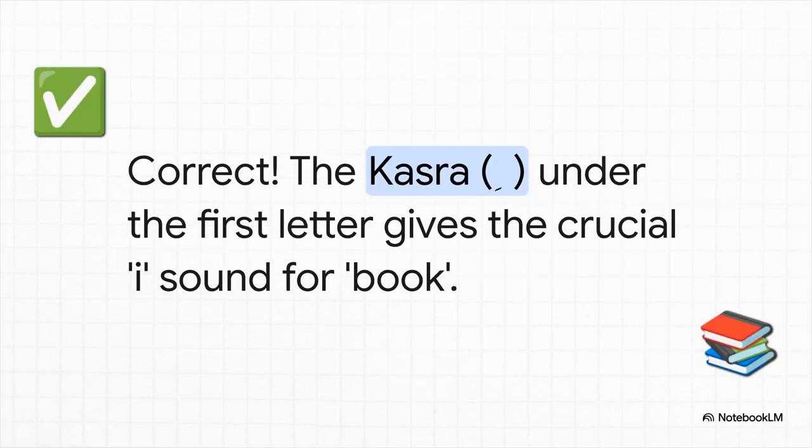You got it. It's kitab. See that kasra, that tiny line under the first letter? That's what does it. That's what gives us the ki sound we need. It's really that simple when you know what to look for.